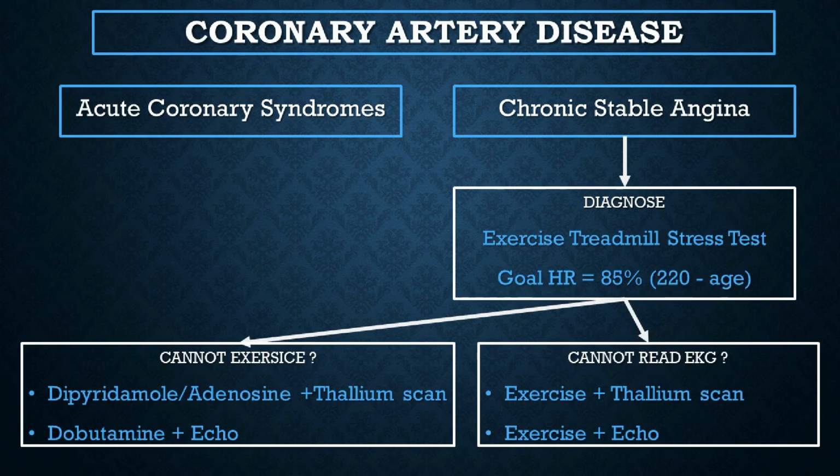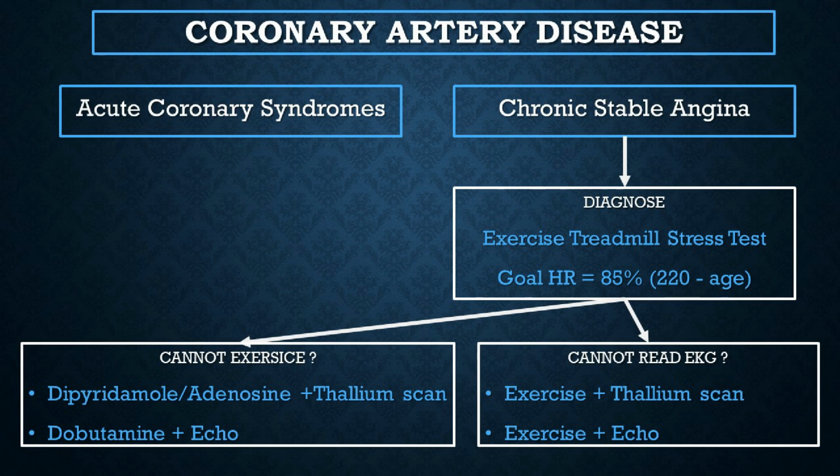The mainstream is the exercise stress test. How it works is you get on the treadmill with attached electrodes and you start walking or running till you reach a goal heart rate of 85% times 220 minus the age of the patient. You have to memorize this formula, it will come in handy, I promise you.